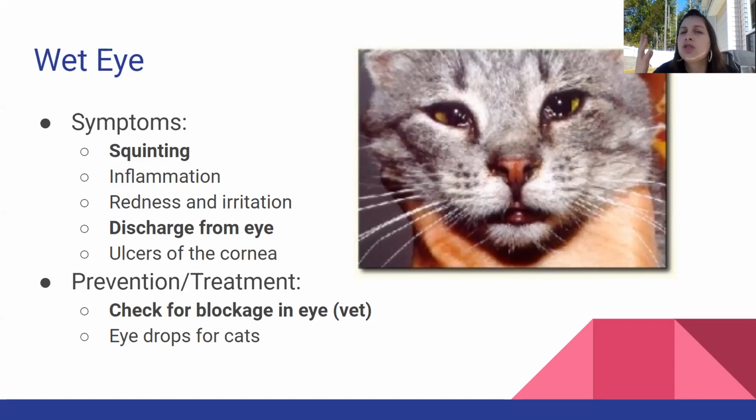If it's a blockage, then they're going to try to unblock it. If it's just a genetic condition, they're going to give you some eye drops. They're going to say, give these to your cat once or twice a day, and it should decrease their tear production.